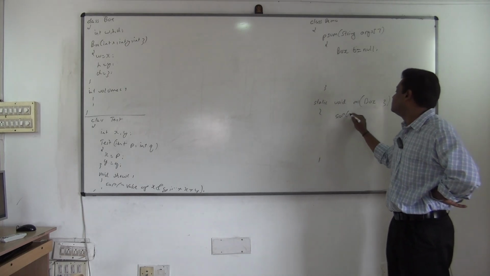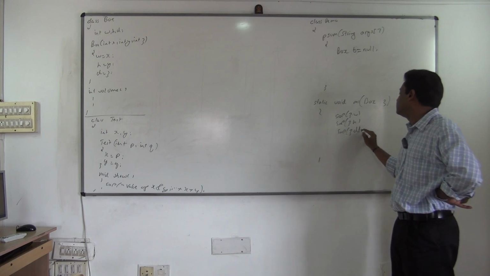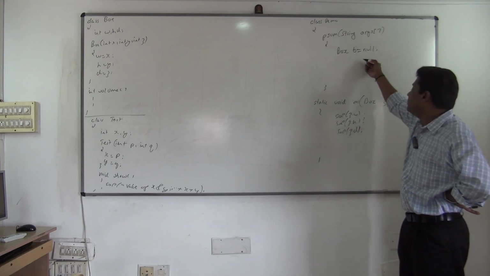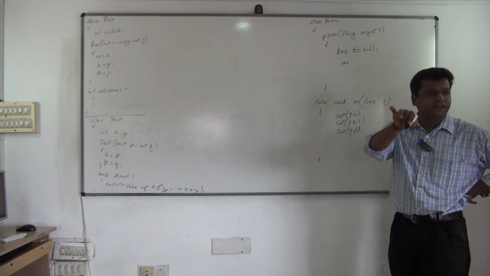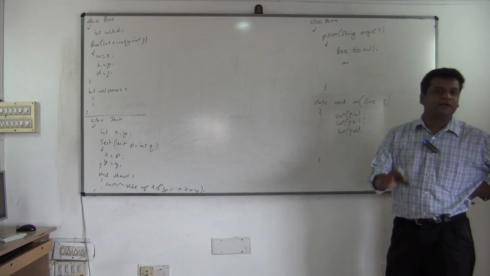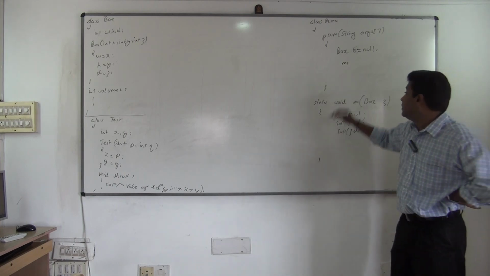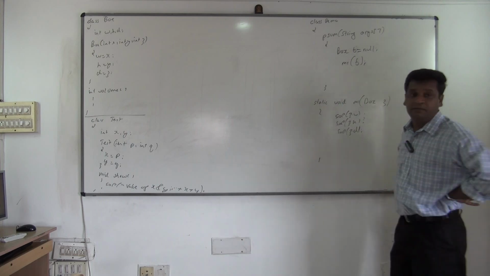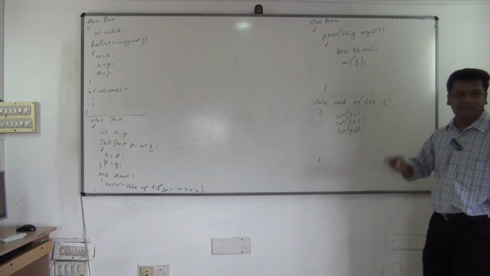SOP z.w, z.h, z.d. So this is the case. Now if the main method wants to call M1, it should send an argument. Otherwise it will not execute. A method can be invoked only when you send the correct argument. I'll send B. Now I'll run the program. What will happen? Null pointer exception I'll get.